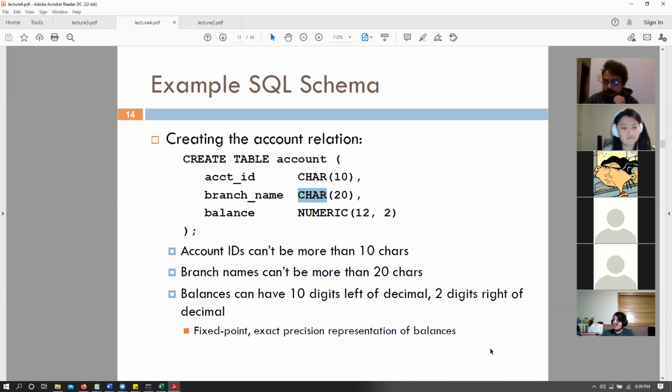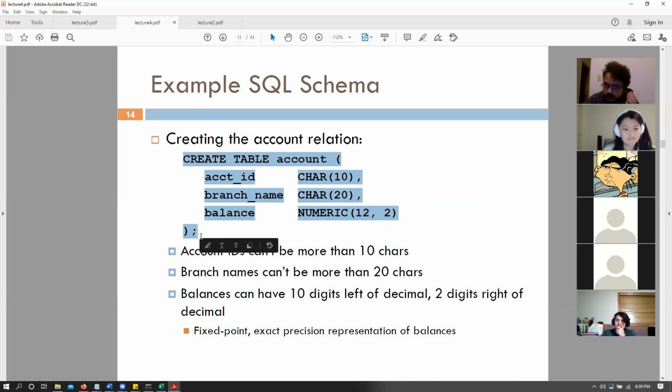Any questions so far? So this just creates a new table for us, right? So this is just an empty table that lacks any data whatsoever.